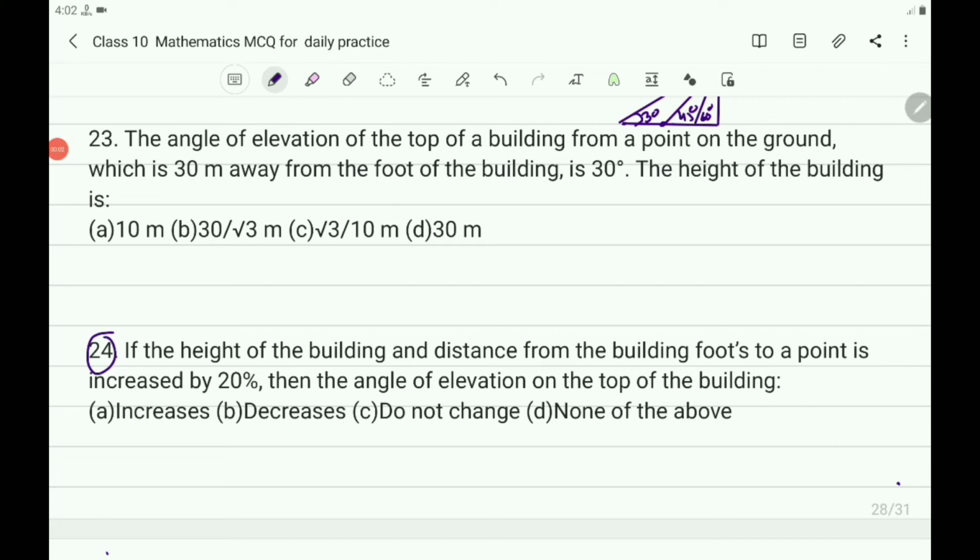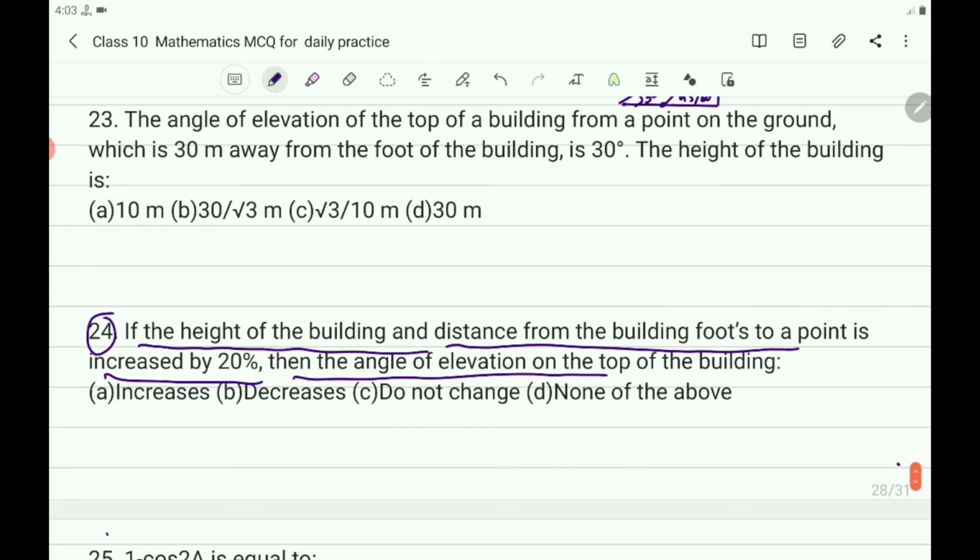Now the 24th question. If the height of the building and the distance from the building foot to a point is increased by 20%, then the angle of elevation on the top of the building is. So now consider the building and the distance of the building from the foot. Let us have the rough sketch here. So it is 100 meter. Let us take this is 50 meter.